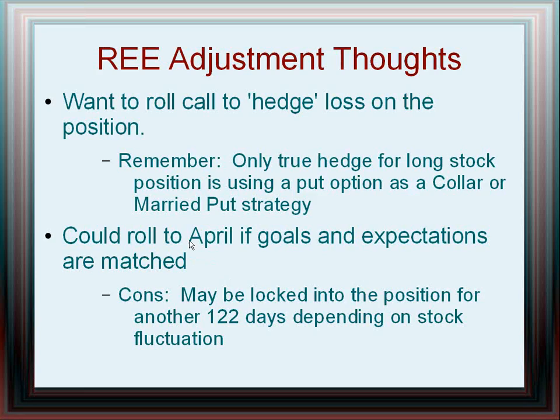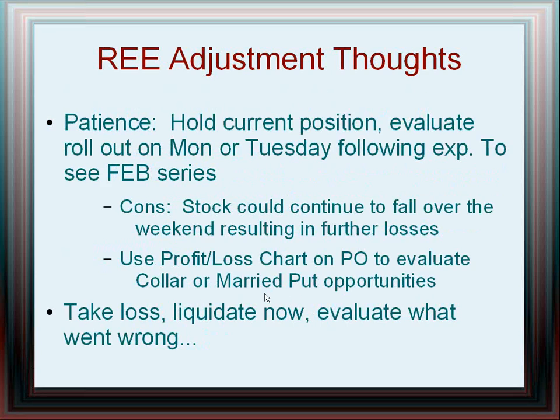Now, when you were evaluating that rollout, if those April positions, that April 11 call that showed a new 12.4% return if assigned for the next 122 days, if that matched your personal goals and expectations for the position, that might be a position you want to use. Well, the cons of rolling to the April calls are that you might be locked in that position for another 122 days, depending on what the stock does, the fluctuations in price or how things change. So you might not be able to make any adjustments and be stuck in the position.